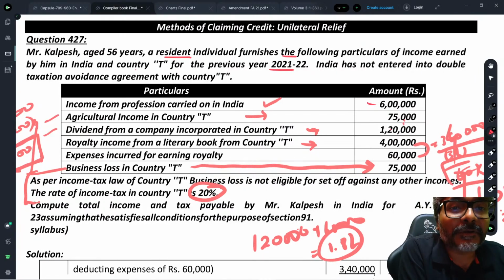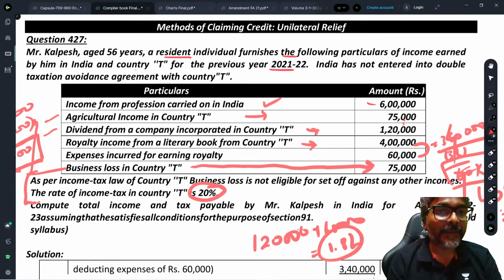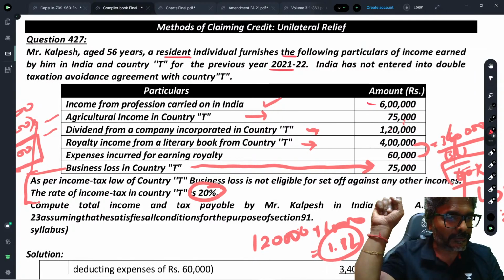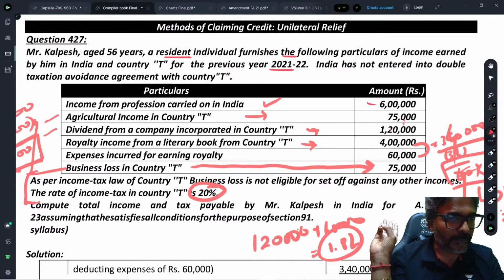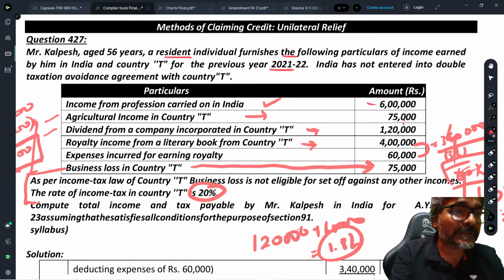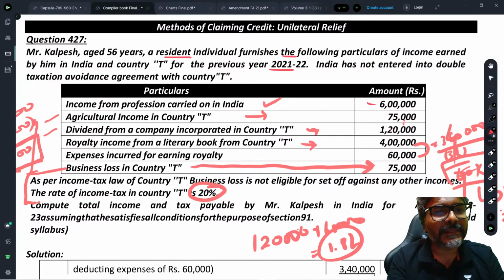Dividend from a company incorporated in country T is 1,20,000. So dividend from what? From a company which is incorporated in country T, students, is how much? 1,20,000 rupees. Royalty income from a literary book from country T, students, please tell me. 3,80,000 under 80QQB, isn't it? Expense incurred for earning the royalty. Now, will this expense incurred in earning the royalty be allowed as deduction? Answer is yes, it will be allowed as deduction.